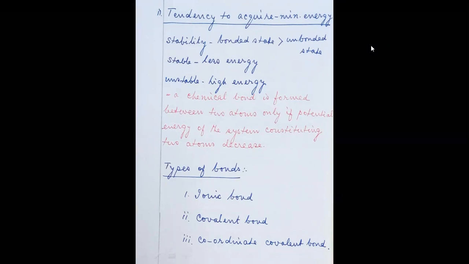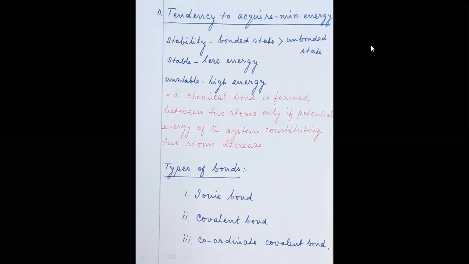So a chemical bond is formed between two atoms only if the potential energy of the system constituting two atoms decreases. See, look here, the potential energy of the atom is higher than the potential energy of the molecule itself. So what is a chemical bond? It is formed between any two atoms only if the potential energy of the system constituting the two atoms decreases. It should come down. Otherwise, the system will not form a chemical bond.